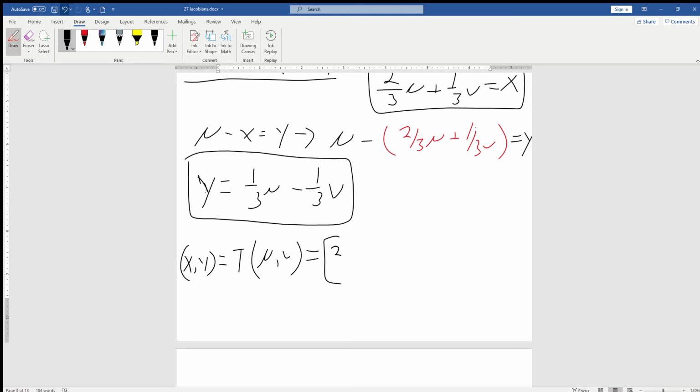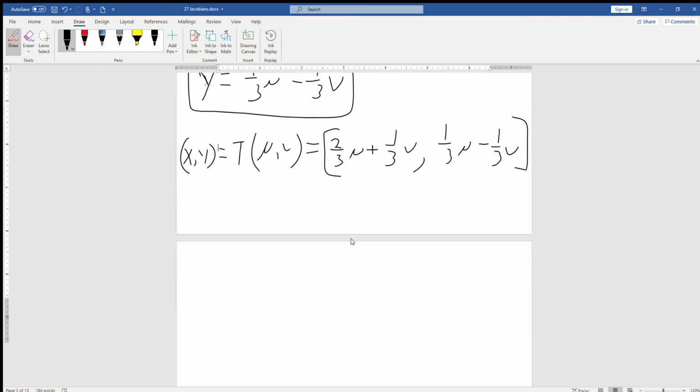So that's going to be 2/3 u plus 1/3 v as our first coordinate, because that's x. And then finally, we have 1/3 u minus 1/3 v. And that's our transformation. Now, the question is, does this really help us? In fact, it's going to. What's going to be helpful for us is to look at it both algebraically and geometrically. So let's take a look at this algebraically first.